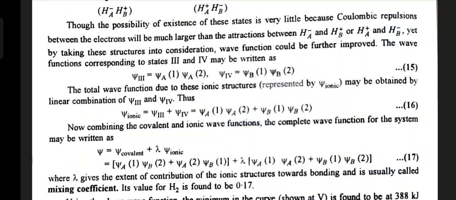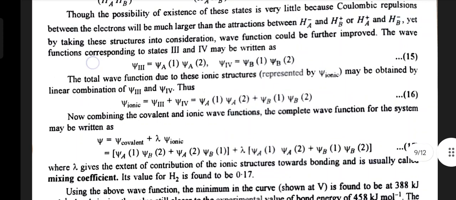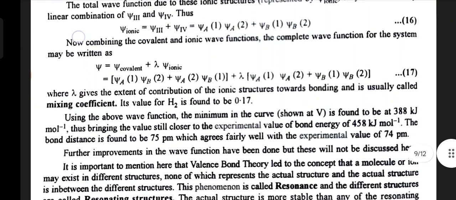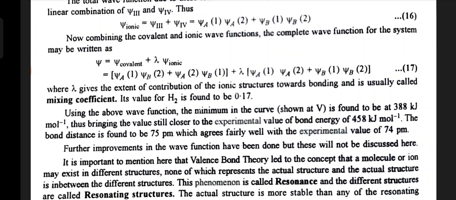Now, combining the covalent and ionic wave functions, the complete wave function for the system may be written as psi equal to psi covalent plus lambda psi ionic. Lambda gives the extent of contribution of the ionic structures toward bonding and is usually called the mixing coefficient. Its value for H2 is found to be 0.17. Further improvements in the wave function have been made but will not be discussed here.